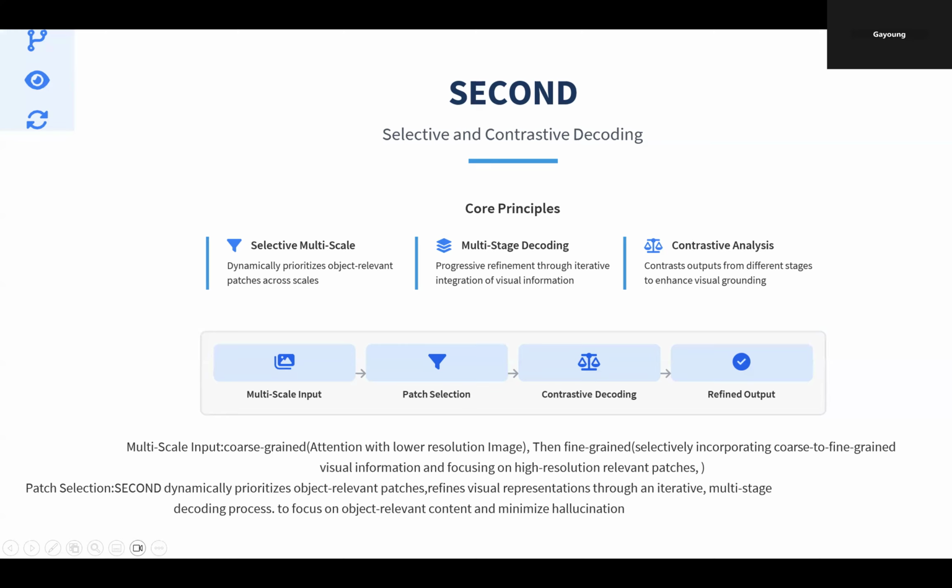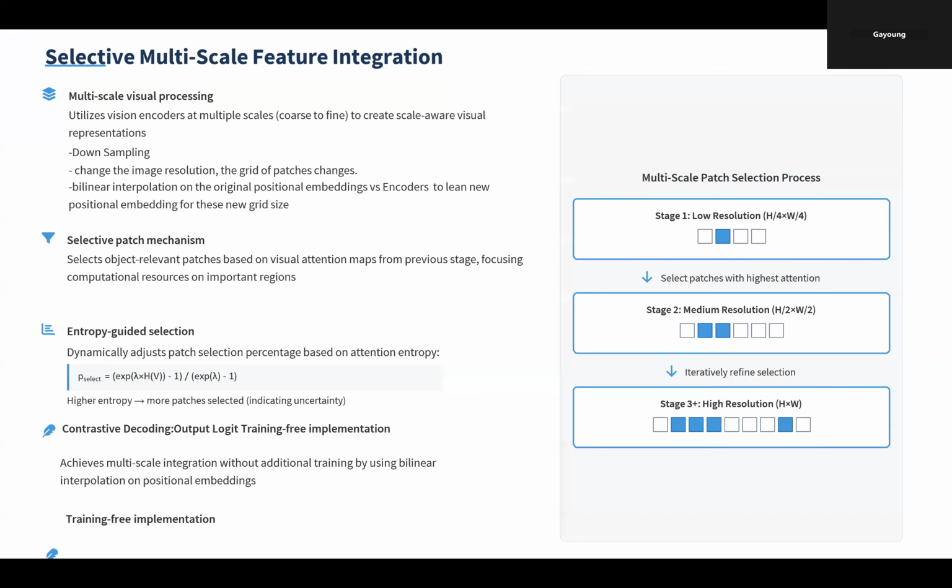So they first make a very low resolution picture so the model sees the whole picture, and next, using patch selection, they focus on some area and make high resolution relevant patches. And after that, we will do multi-stage decoding, and after multi-stage decoding the output will come out.